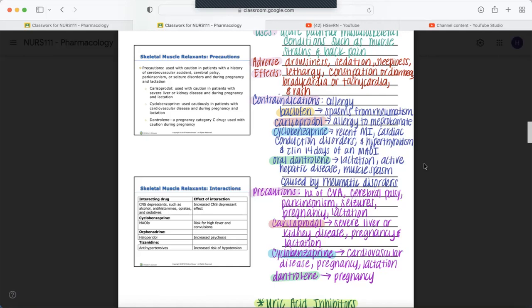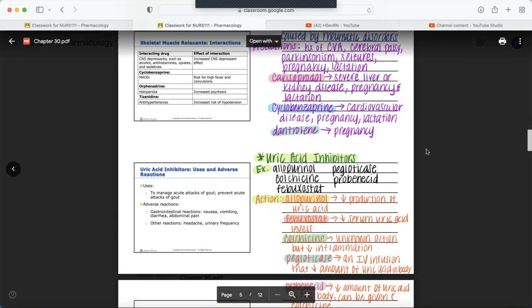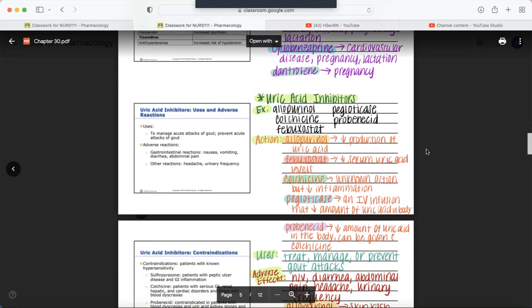Precautions. If your client has a history of stroke, CVA, cerebrovascular accident, if they have a history of cerebral palsy, if they have Parkinsonism, if they have seizures, if they're pregnant or they're lactating, we want to be careful giving them a skeletal muscle relaxant. Additionally, carisoprodol, we want to be careful with clients that have severe liver or kidney disease, clients who are pregnant or lactating. Cyclobenzaprine, we want to be careful with cardiovascular diseases, pregnancy and lactation, and dantrolene is a big pregnancy risk as well. So risk versus benefit, the doctor's got to decide what to do.